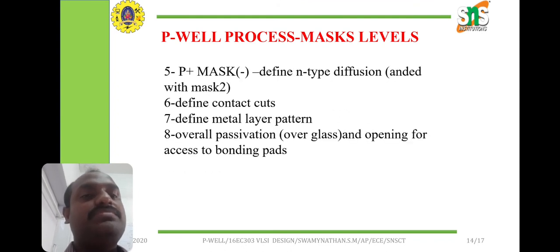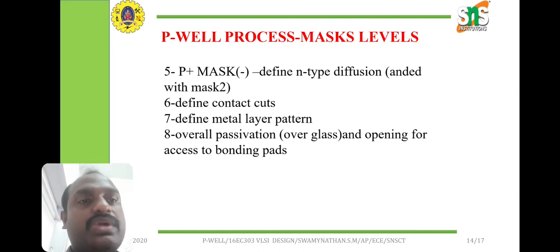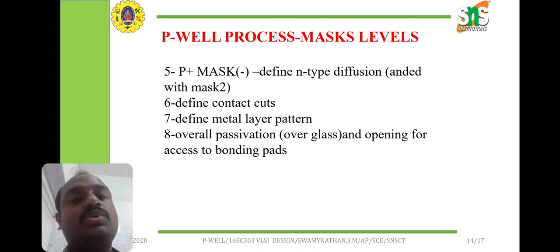So next, the fifth step, P plus mask negative. Next, the sixth step, define the contact cuts. And the seventh mask defines the metal layer pattern, that is metallization. And the eighth one, overall passivation. Passivation means opening for accessing the bonding parts. That is called overglassing, using chemical vapor deposition. Sometimes they ask this for 2 marks. So we need to remember the 8 masking levels from the pwell masking diagrams.